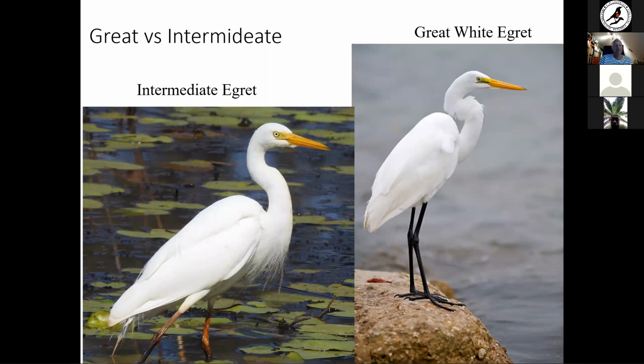But in flight, for example, the wing beats of a great white egret are much slower than on intermediate. Because of its size, the great white doesn't need to beat as often as the intermediate egret. But the best character is, if you have him close, you can see the gape or the end of the bill. Here, the gape of a great white egret protrudes beyond the eye. If you look here on the intermediate egret, you see it stops under the eye or before the eye. Sometimes it's even longer than on this great egret I show here. So this is the best characteristic if you have a good view of them.